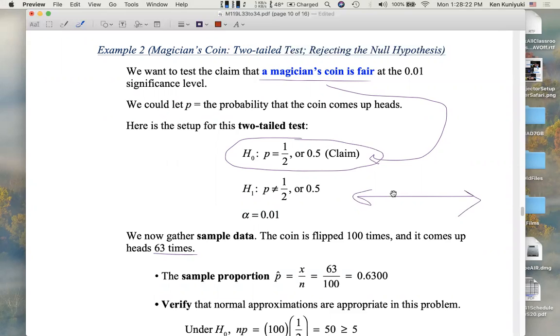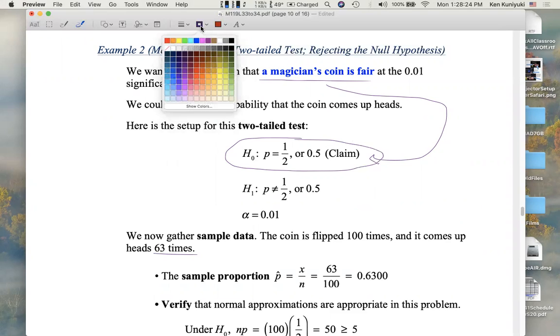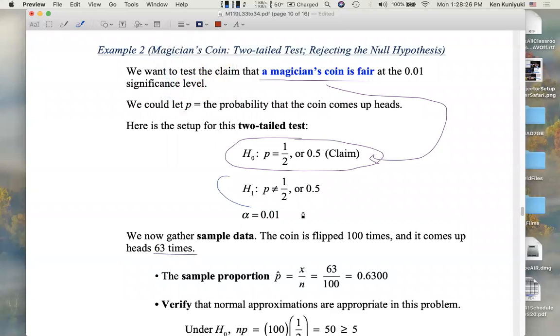It's a two-tailed test. I'll do this in blue. The alternative tells us what kind of test it is. It's a two-tailed test. The alternative favors both low and high values for P.